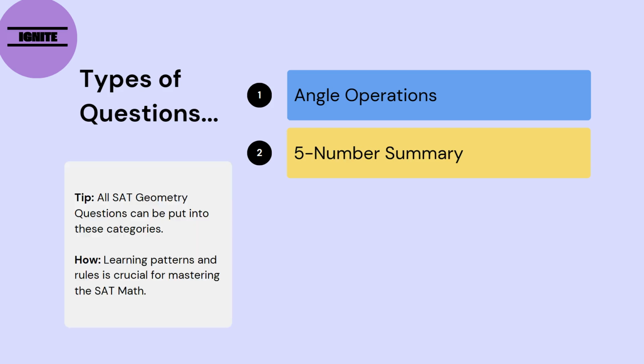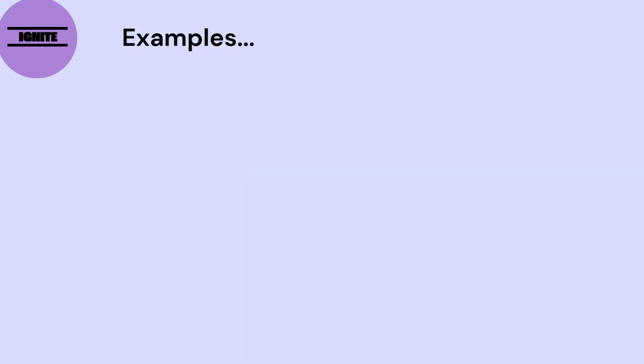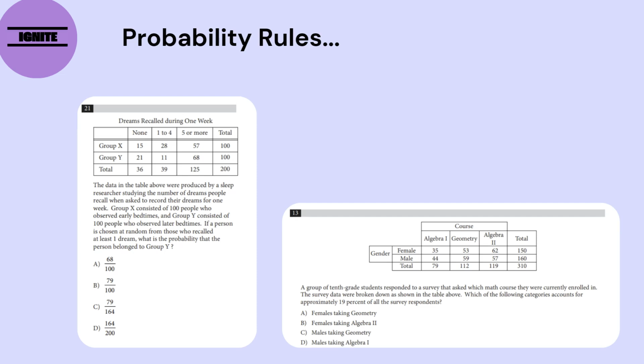Now, in our case, all SAT geometry questions can be put into these categories, and this includes some of the statistical inferences we see as well. And learning patterns and rules is crucial for mastering the SAT math, and the same applies exactly to these concepts here in geometry and statistics. Now, let's look at some examples.